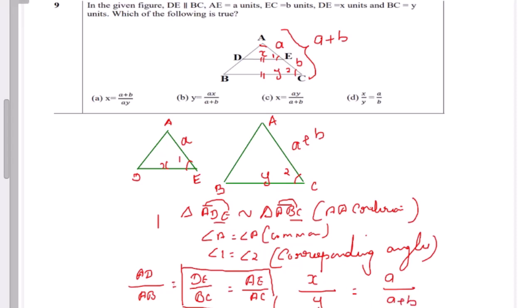So if you cross multiply this, y will go to this side and the answer must be x. x is equal to a plus b is not the answer. y is equal to ax is not the answer. Now x is equal to ay upon a plus b, this is the answer. That is option C.